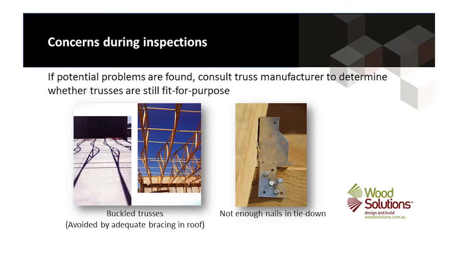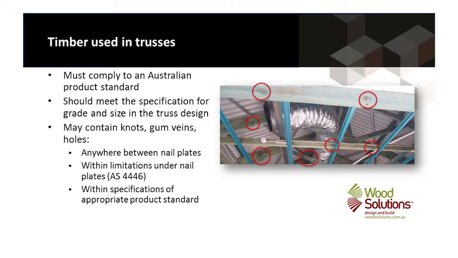They need to have some serious temporary bracing to ensure that they don't buckle. Also, during inspections, you may be aware of some tie-downs that haven't been done properly. Just check the tie-downs, they are particularly important. The timber used in trusses must comply with an Australian standard. So in general, it's going to be marked so that it should meet the specification for the grade and the size in the truss design.